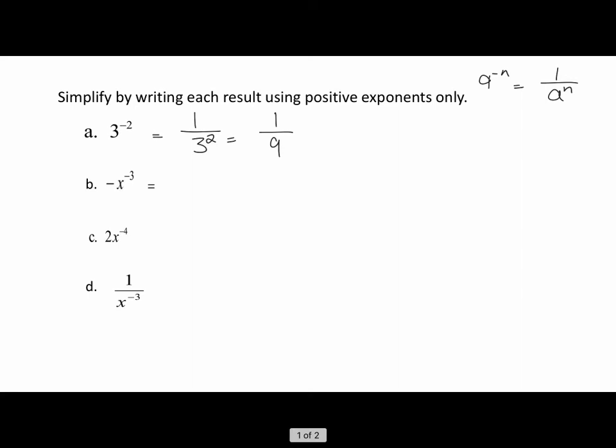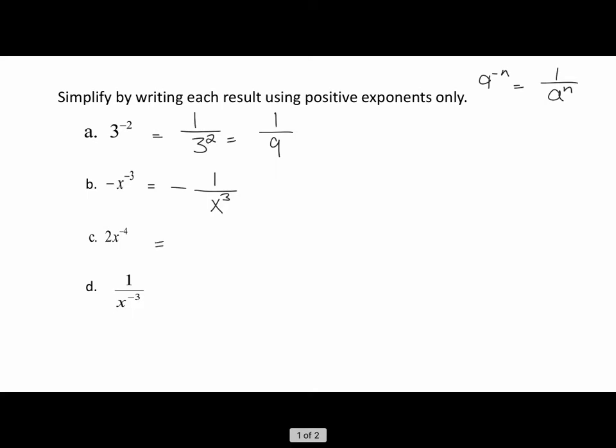Example B, the base of the negative exponent, it's only touching base x. So base x has the negative exponent, and needs to be moved so that it has a positive exponent. What about that negative in front of it? Well, that negative just stays in front, and that's negative 1 over x to the positive 3.